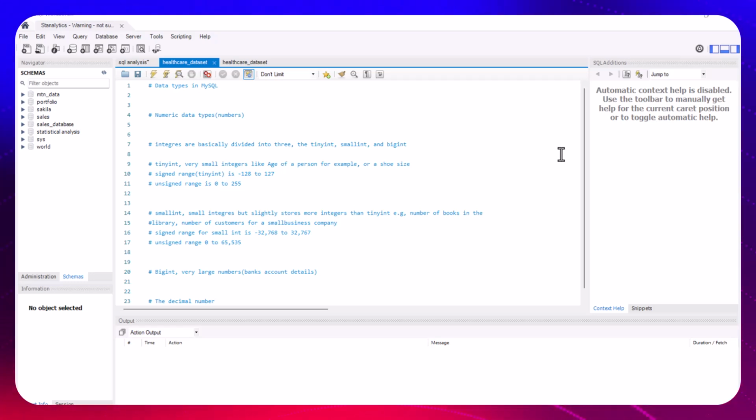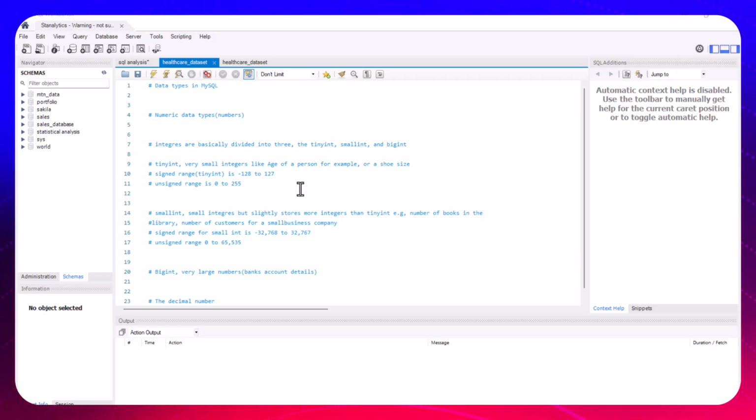Tiny integers, as the name goes, are used to store very, very small numbers, like the age of a person, for example. We know the age of a person can be at most three digits. Being realistic, the age of a person cannot be more than 120 or 150 years, so we can say that it is three-digit data. It can also be used for a shoe size. A person can have a shoe size of 42 or 45, so we can see that they are very, very small numbers.